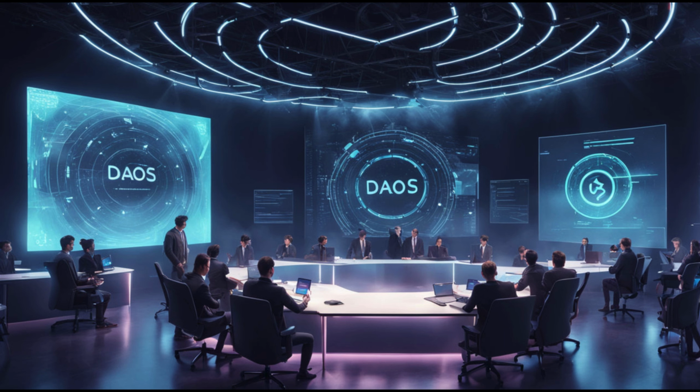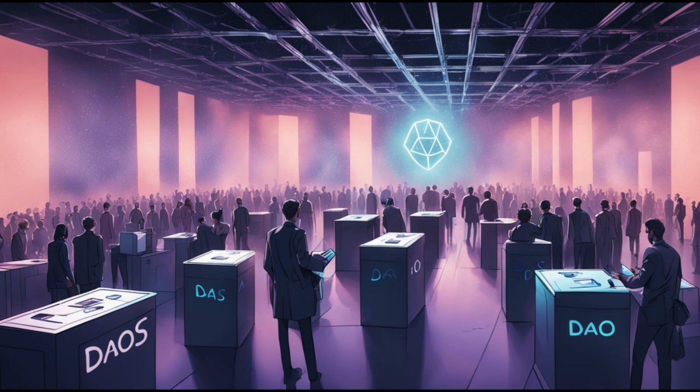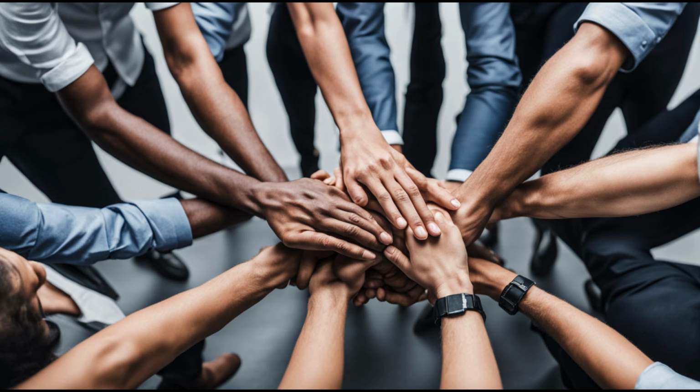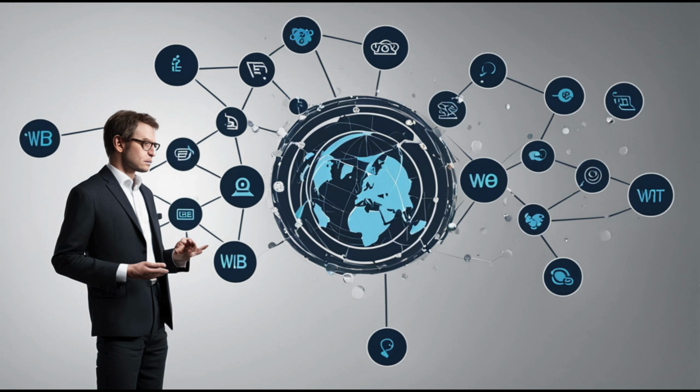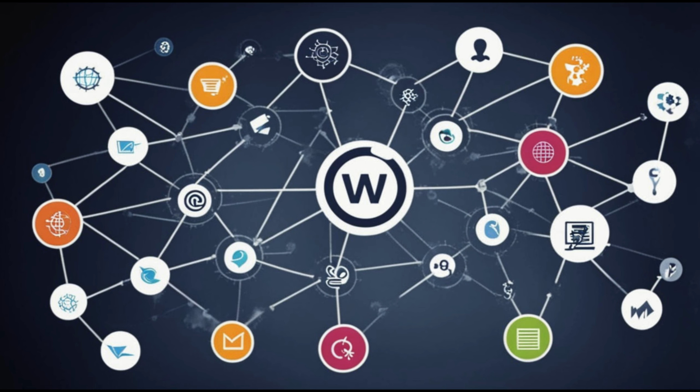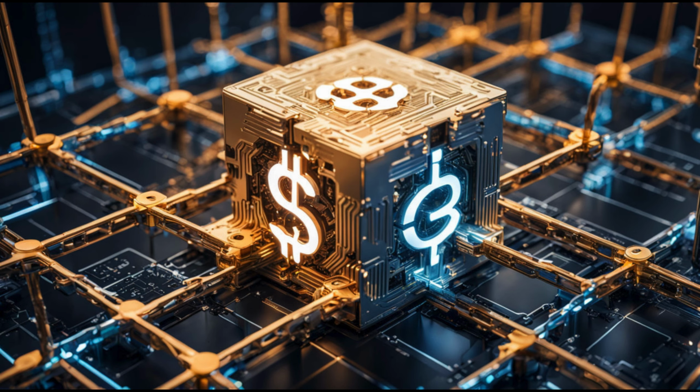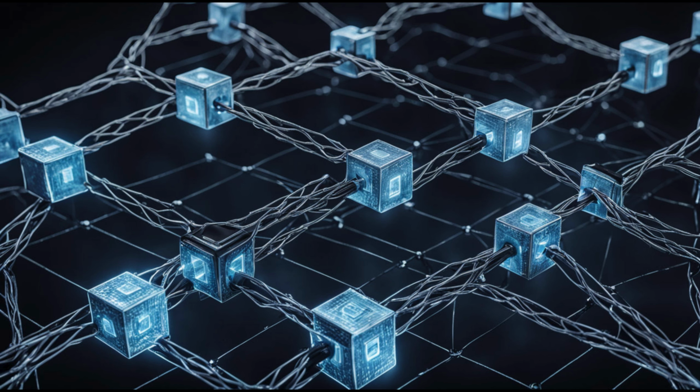Regulation and security. The decentralized nature of Web 3.0 makes it difficult for governments to regulate. This lack of oversight can lead to concerns about money laundering, fraud, and other illegal activities in decentralized finance and other sectors. At the same time, ensuring security on decentralized platforms is critical, as hacks and exploits in smart contracts can lead to significant financial losses.